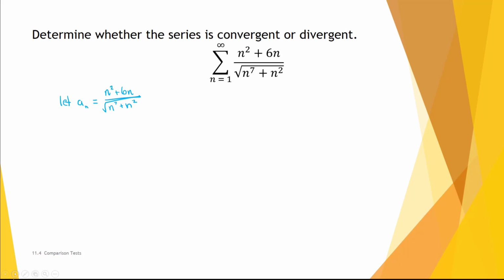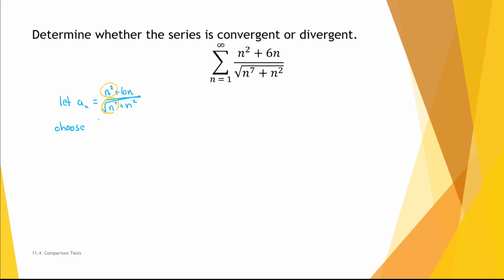Then what I want to do is choose a new term, b sub n, to compare with this series. When I choose the new term, I focus on the dominant term in the top of this fraction and the dominant term in the bottom. So on the top, I notice that n squared has the largest exponent, and on the bottom, n to the 7th has the largest exponent. What this means is that when n gets very, very large, those two terms become the most important.